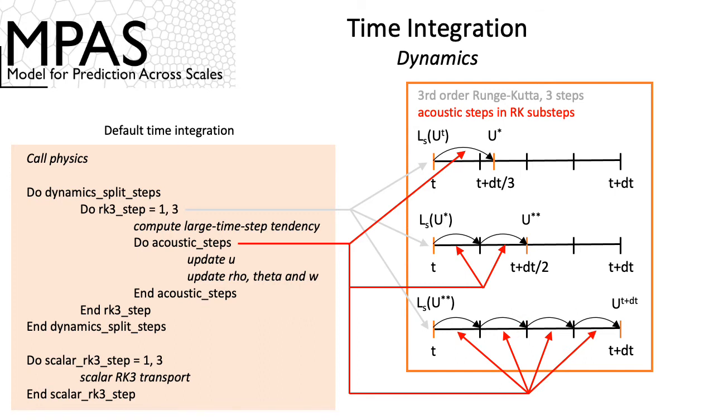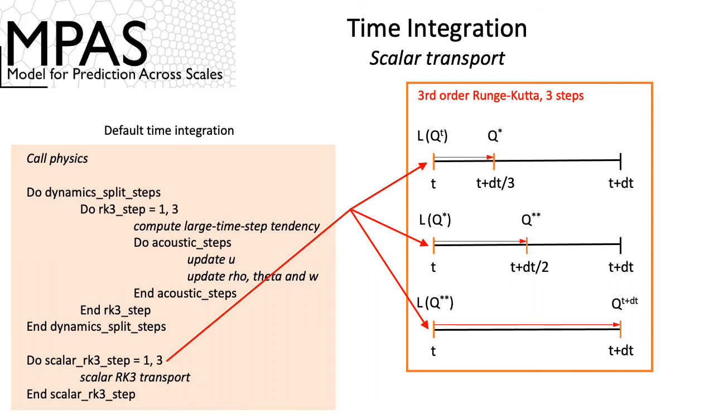Now, below that is the time integration scheme for the scalars. And that's just a straight Runge-Kutta integration. There are no substeps involving the acoustic modes, because moisture, chemical species, etc., are acoustically unimportant. They really do not affect the acoustic modes in any significant way, and so we just handle them with a straight Runge-Kutta time integration to accomplish their transport.